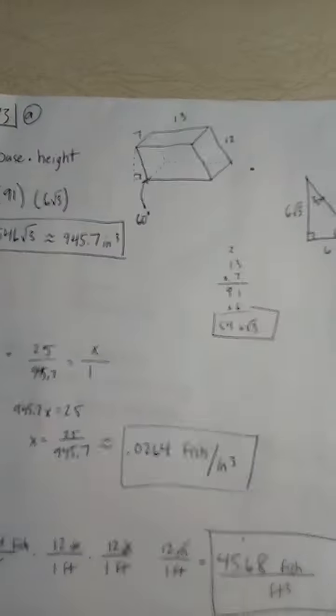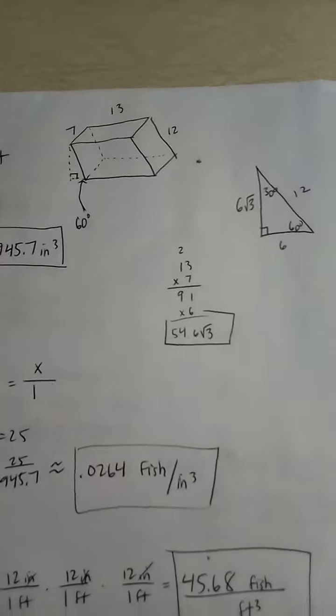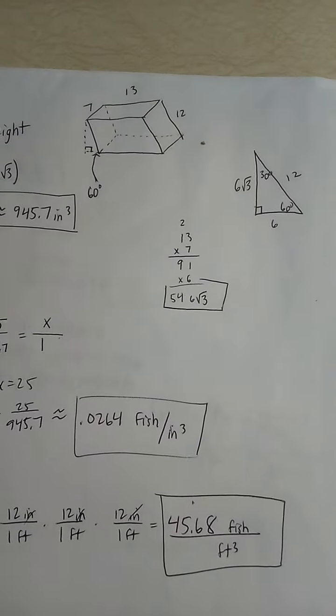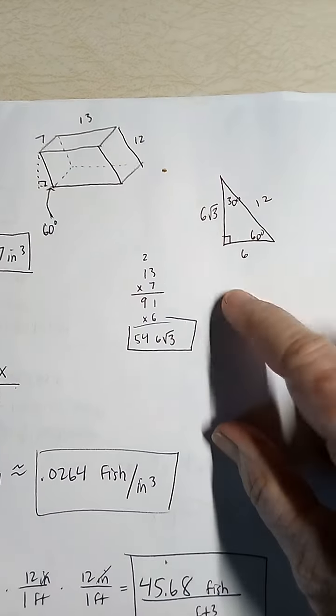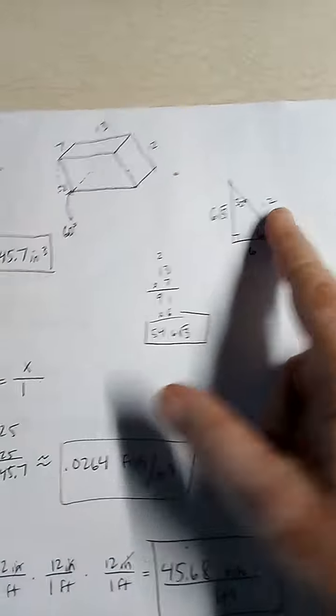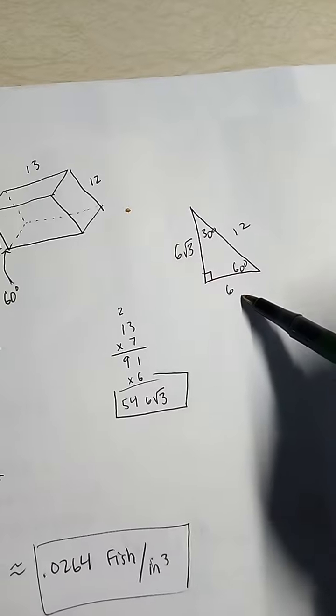Could you give me a pencil? I know that this 12 and this 12 are the same. And so I know that the short side is going to be half of the long side. And so that gave me a 6.